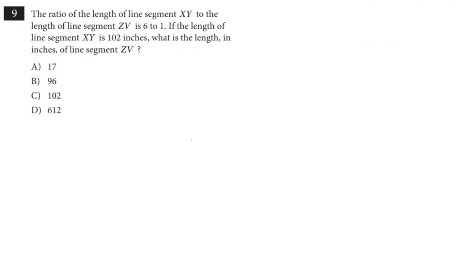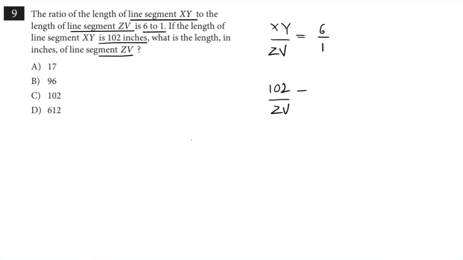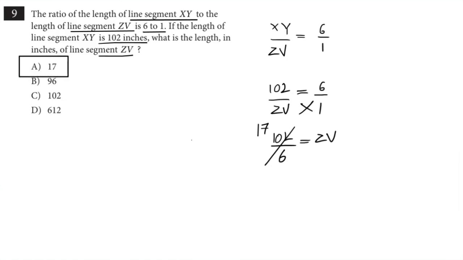Question 9. The ratio of the length of line segment XY to the length of line segment ZV is 6:1. Okay, so I know that the ratio is just a fraction, 6:1. If the length of the line segment XY is 102, so this is 102. What is the length of the line segment ZV? We just need to solve this proportion. So 102 divided by 6 will be ZV, cross multiplication. This will be 17. So 17 will be the correct answer, A.